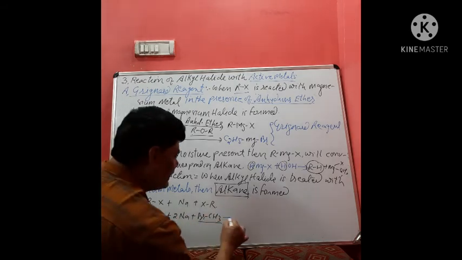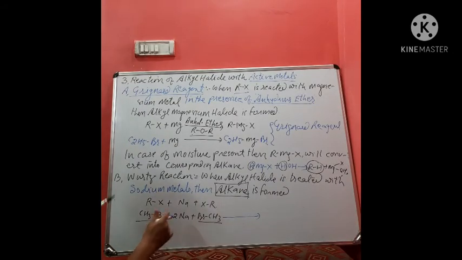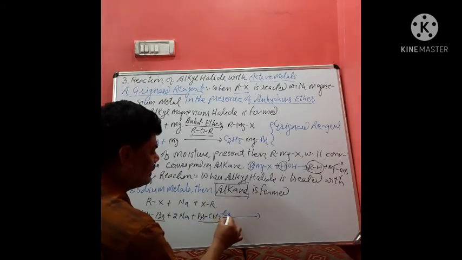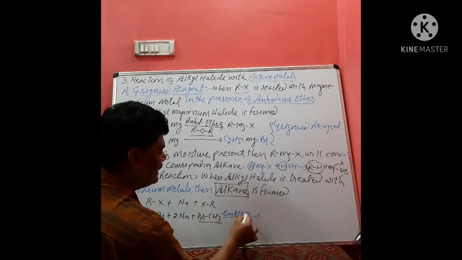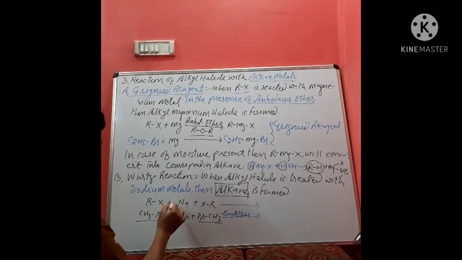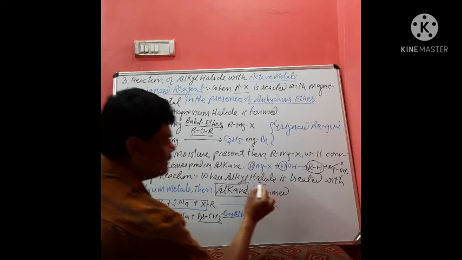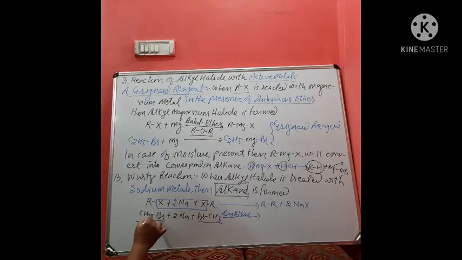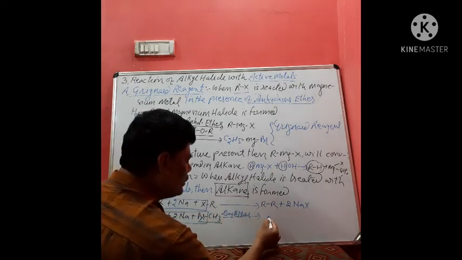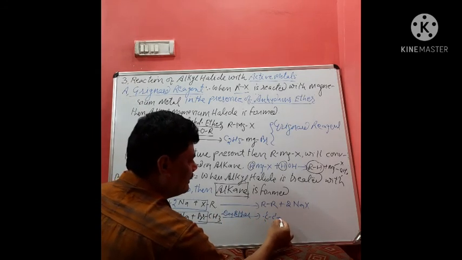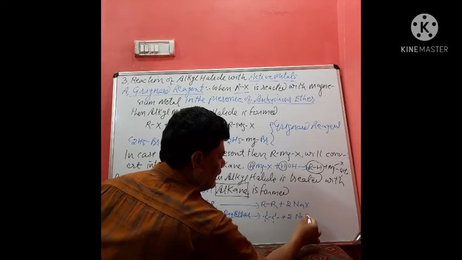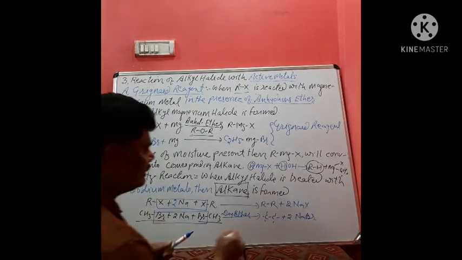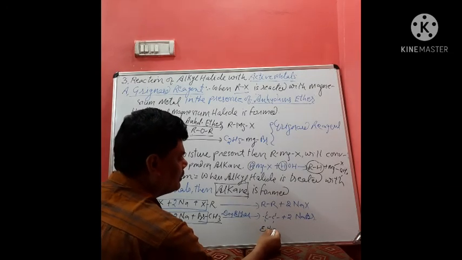When treated with sodium metal in the presence of again dry ether, that is the same reaction condition, then the 2 alkyl groups will combine and there will be R-R, that becomes alkane, plus 2 NaX. Similarly here there will be 2 NaBr and the CH3 groups will combine together, forming ethane, plus 2 NaBr. So ethane will be the major product.